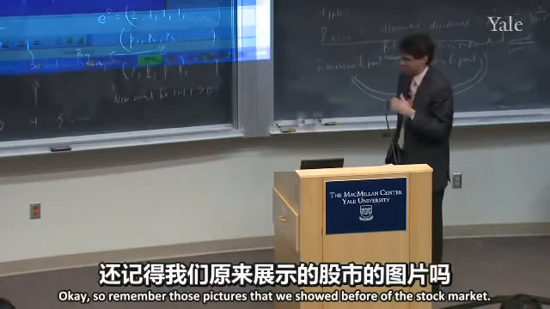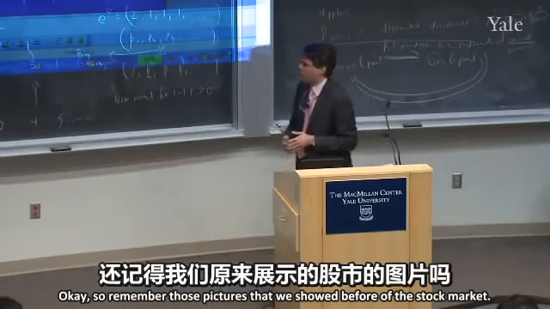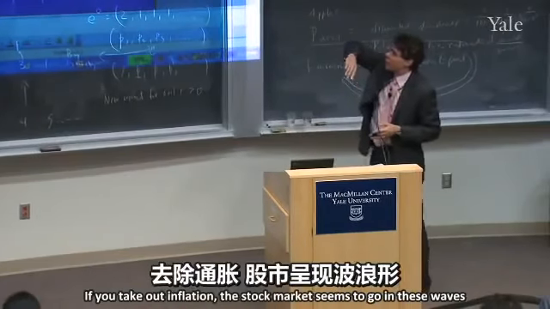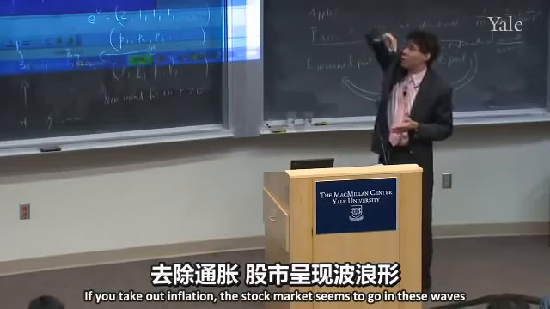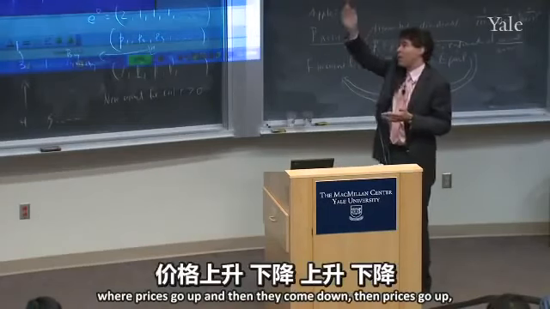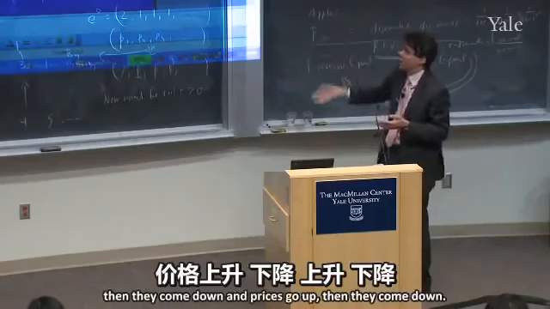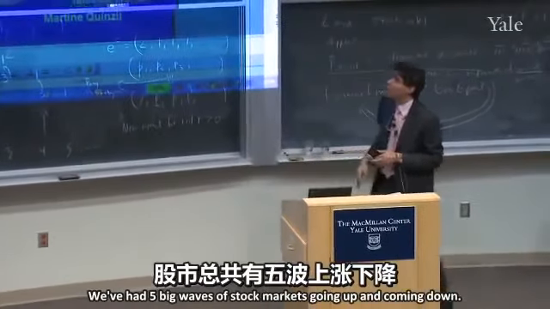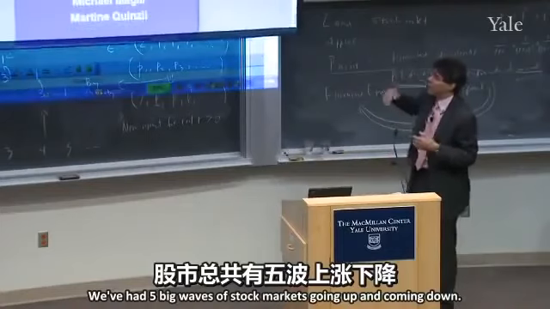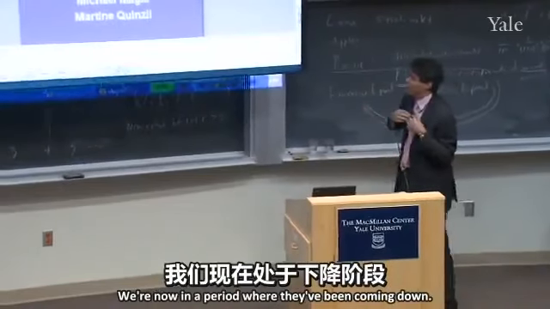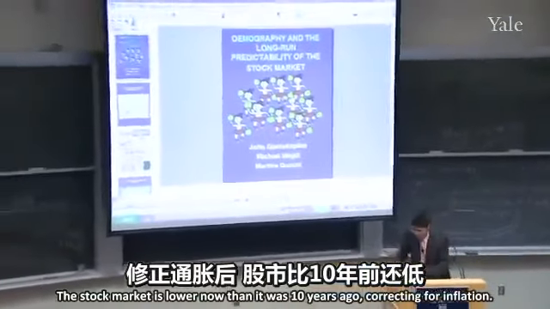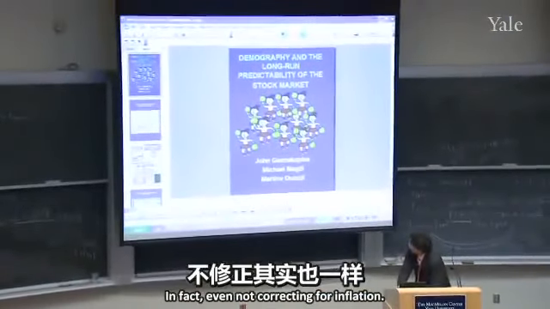Okay, so remember those pictures that we showed before of the stock market. If you take out inflation, the stock market seems to go in these waves where prices go up and then they come down, and prices go up and they come down, and prices go up and they come down. We've had 5 big waves of stock markets going up and coming down. We're now in a period where they've been coming down. The stock market is lower now than it was 10 years ago, correcting for inflation. In fact, even not correcting for inflation.